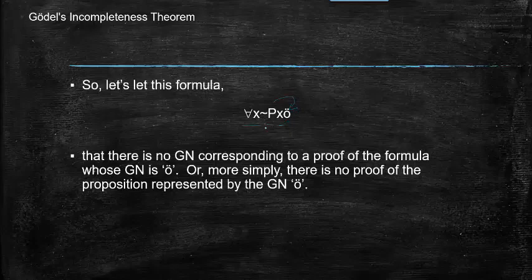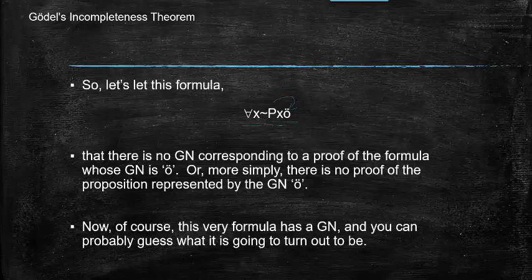So, right, all we're saying here is that Gödel has developed a system for getting any system capable of representing basic mathematical relationships to say of itself various things. And one of the things it can say is this: for all x, it's not the case that x can prove this formula. Now, of course, this very formula has a Gödel number, and you can probably guess what it is going to turn out to be.